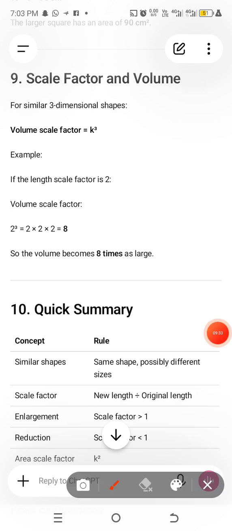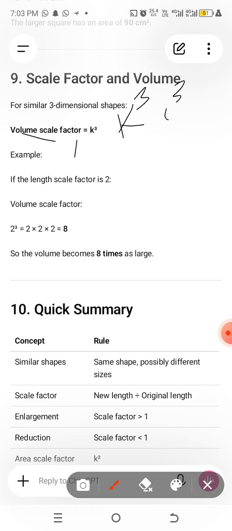Now the scale factor and volume. For a similar 3-dimensional shape, the volume scale factor equals k cube. As you know, volume has to do with cube, centimeter cube, dm cube, and so on. So the volume scale factor equals k times k times k. That will be k cube.